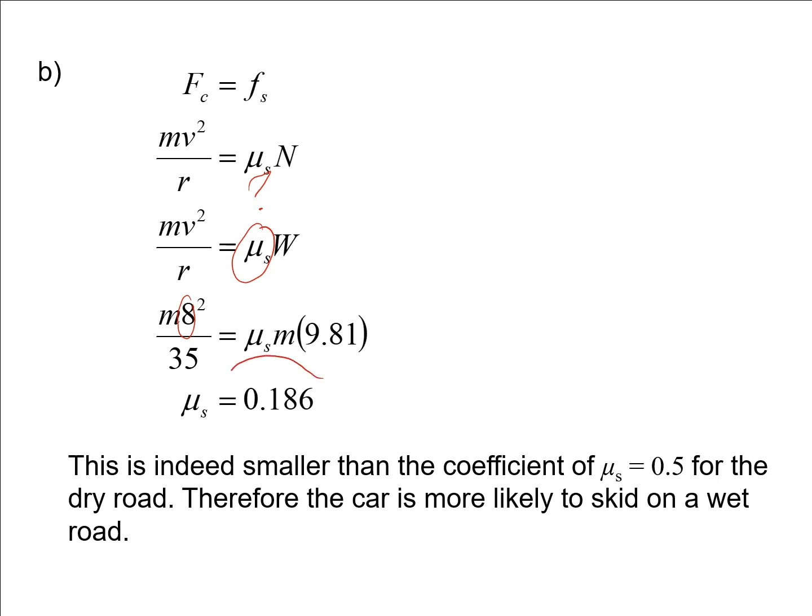Mu is 0.186. So logically lah, so bila hari hujan dah jalan dah makin licin, okay, so kita akan slow down, right, speed tu. So bila speed pun berkurang, meaning that mu pun akan berkurang lah. Alright, so this is indeed smaller than the coefficient of mu 0.5 for the dry road. Therefore, the car is more likely to skid on a wet road.